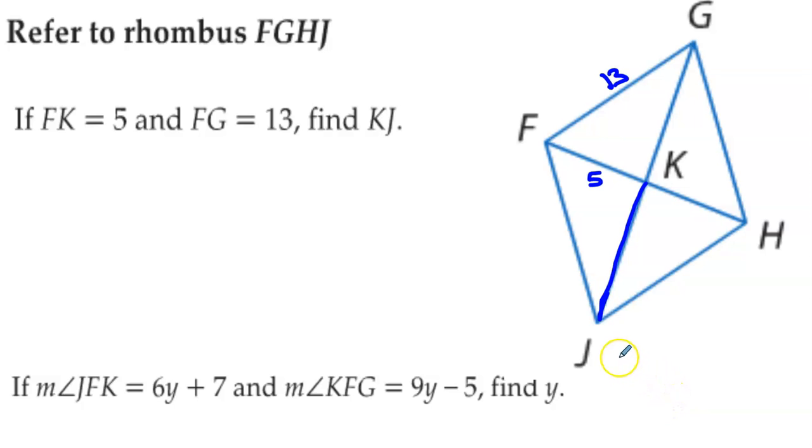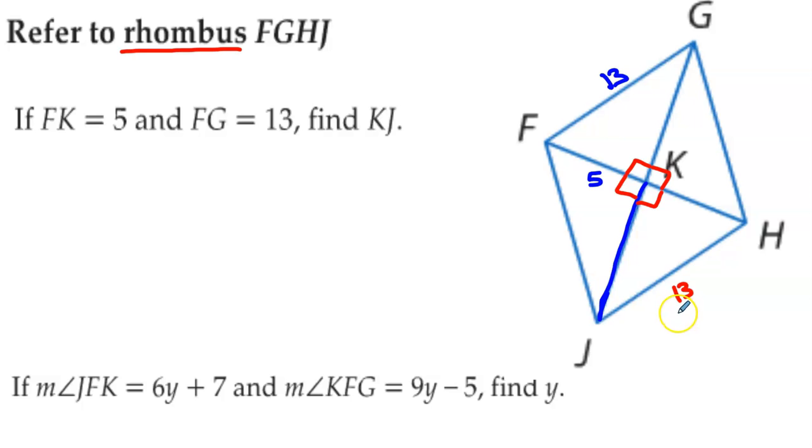Okay, let's think about some things we know. Sometimes it's okay to just over-label it. Well, we know this is a parallelogram because they told us it's a rhombus. So we know that opposite sides are congruent, so maybe we could label this as 13. Since it's a rhombus, these are all perpendicular bisectors of each other. So these angles are all 90 degrees in the middle here. So that might help.